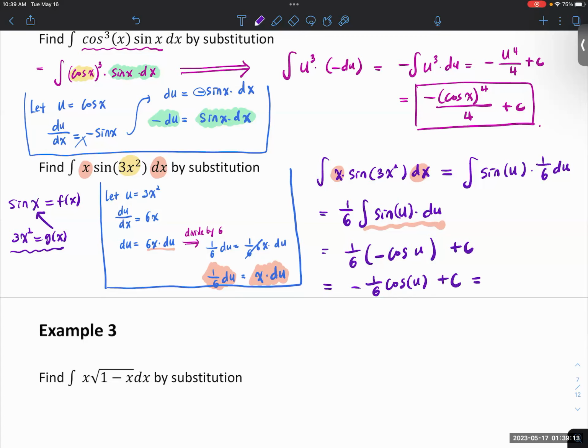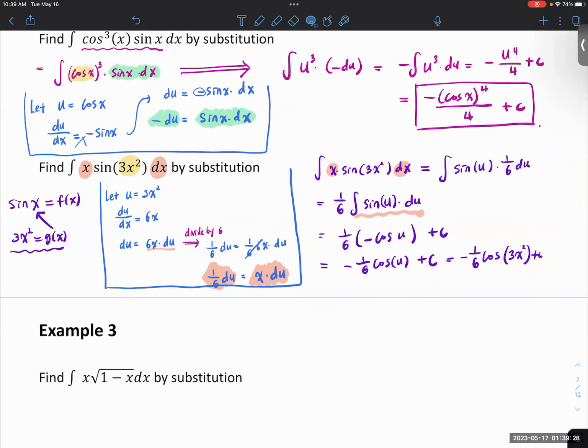You can go back to the x variable if you want. Negative 1 over 6 cosine 3x squared plus c. I'm going to make a little bit of space. So that's your answer.